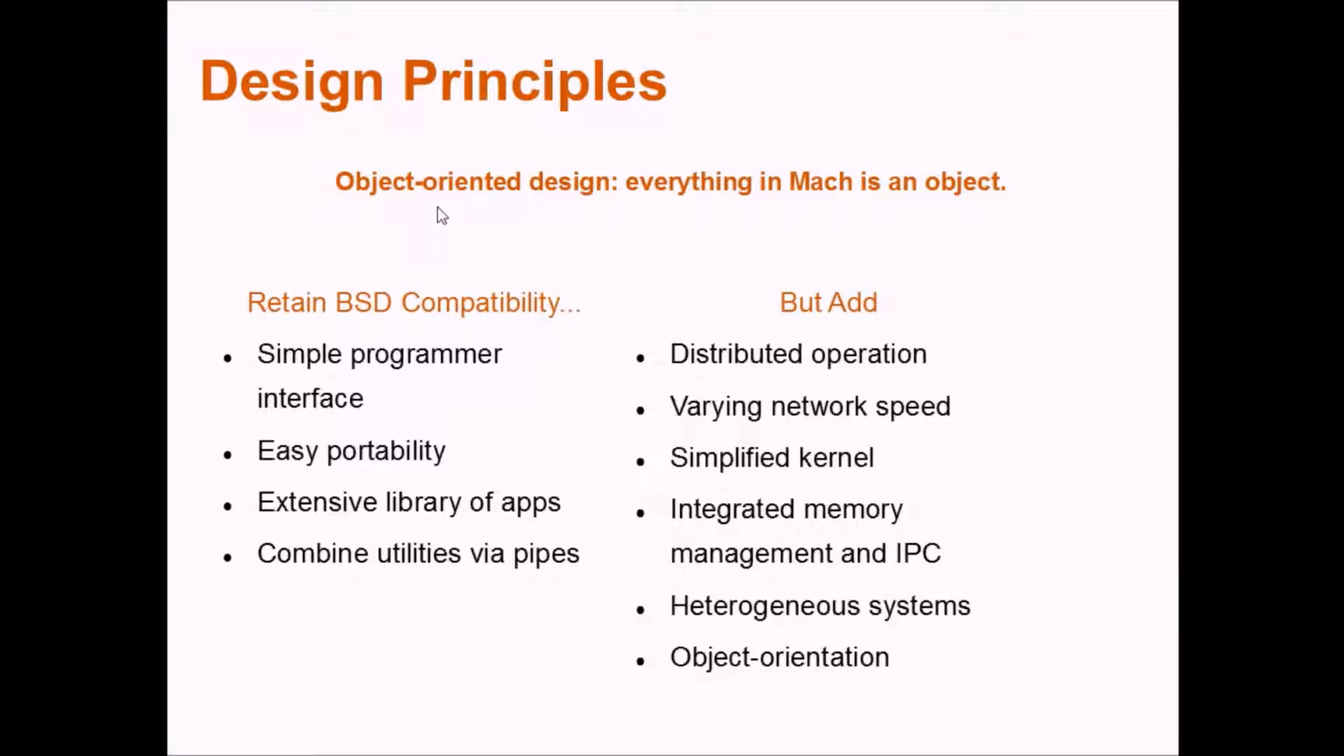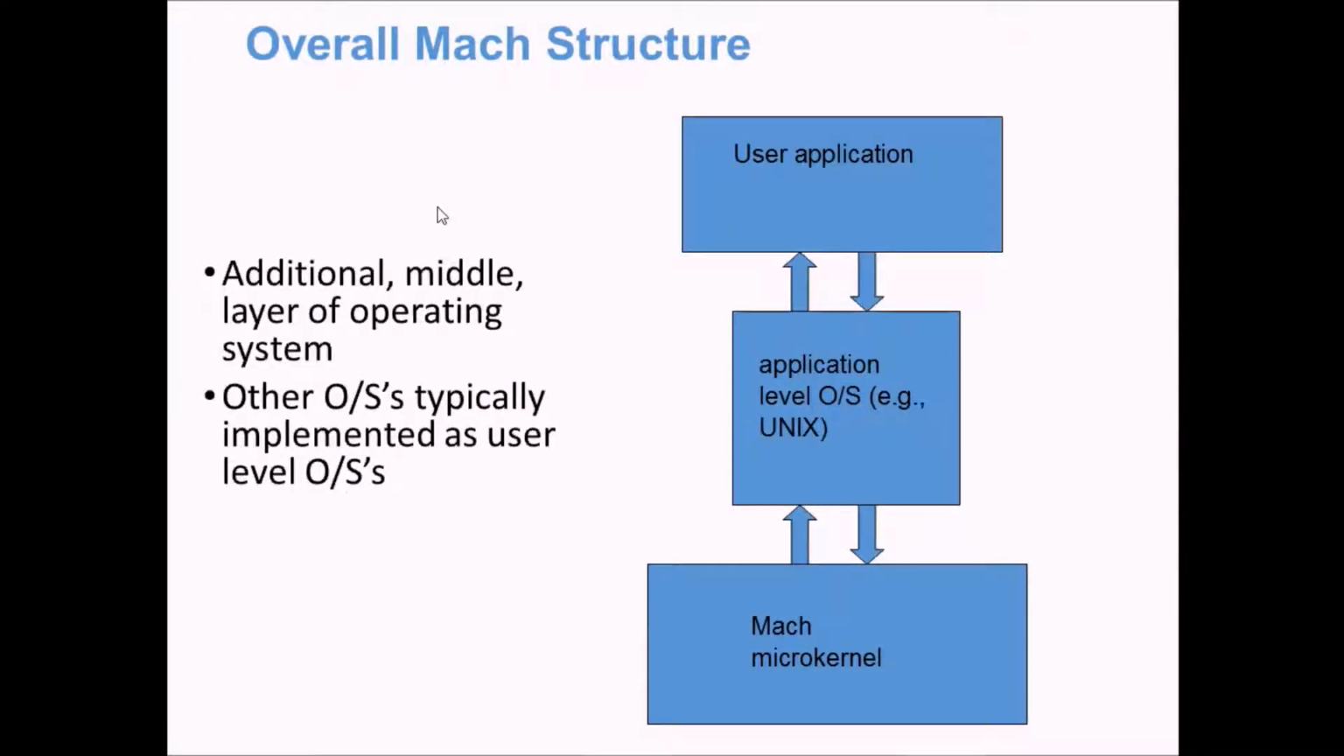Portability means whatever program you are writing on Linux or Windows, it should work across all operating systems. Though it may have different settings from system to system, it should work. Extensive library of apps, combine utility via pipes, and distributed operation, varying network speed, simplified kernel. These are the object orientation, heterogeneous system. These are the main design principles of the operating system.